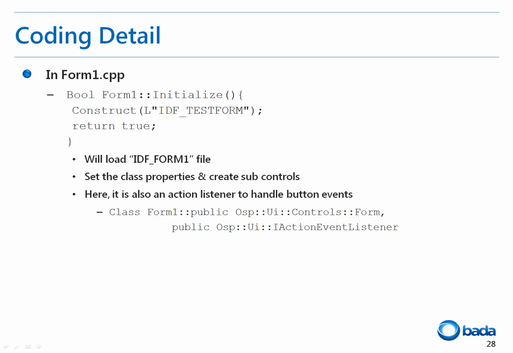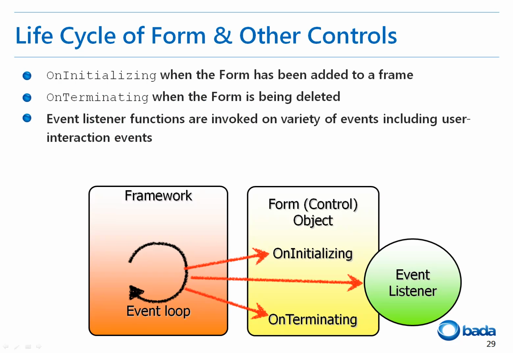In the form1.cpp file, we have the initialize function. It has the code to construct and load the IDF_FORM1 file. We can set the class properties and create the subcontrols here. Form1 also has an action listener to handle button events.